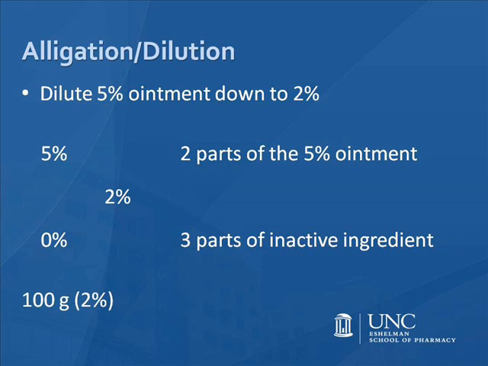So let's quickly double check our work. Let's say we want 100 grams of the 2% ointment. We'll take 2 parts, or 40 grams of the 5% ointment, 3 parts, or 60 grams of the inactive ingredient, mix the two of them together to make 100 grams of 2% ointment.